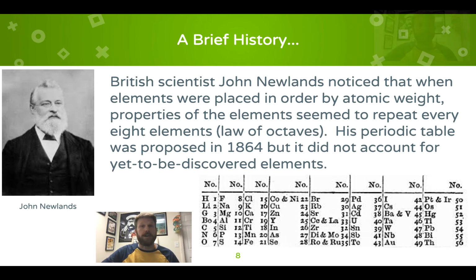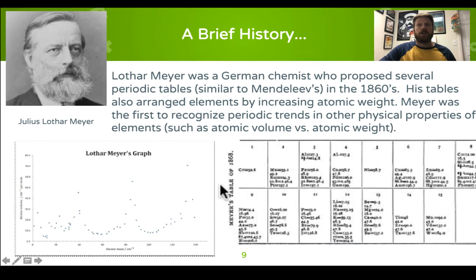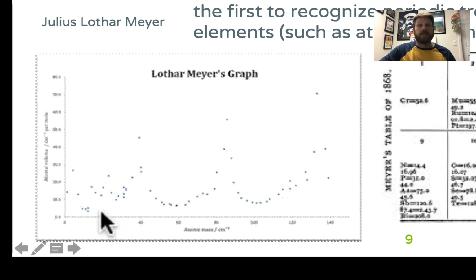Also, very interesting. Another scientist working on a classification system for elements around this time was the German chemist Lothar Meyer. He suggested several periodic tables, all of which were again organized by increasing atomic weight. Meyer was the first to recognize trends in additional physical properties of elements. Notice the repeating trend that occurs on his graph of atomic volume versus weight. As the atomic weight increases, the size of the atom increases, then suddenly decreases before increasing again, and then that pattern repeats itself once more.